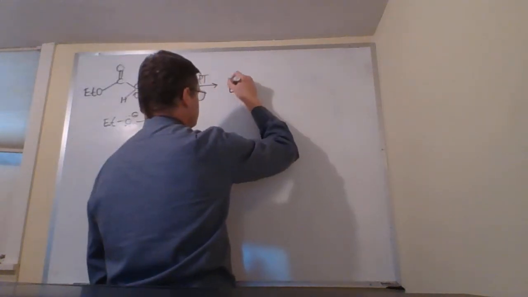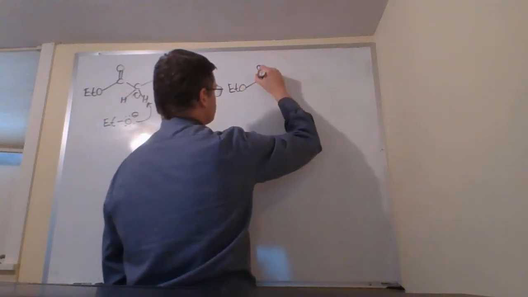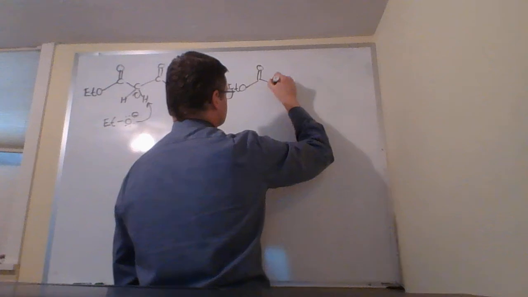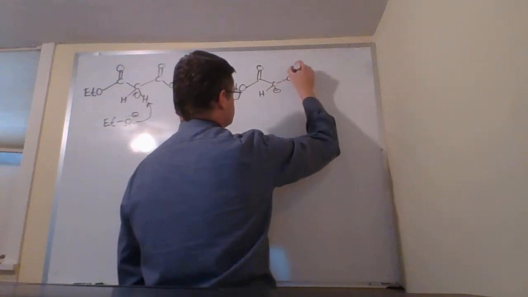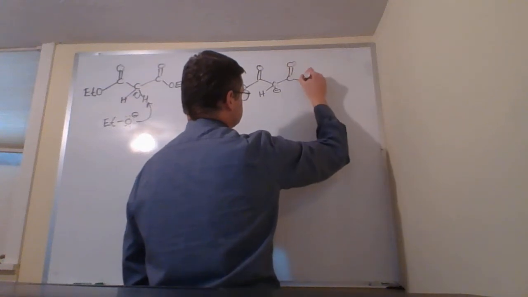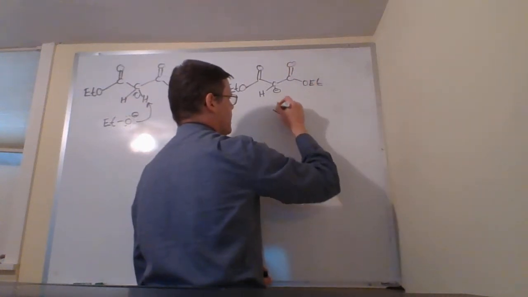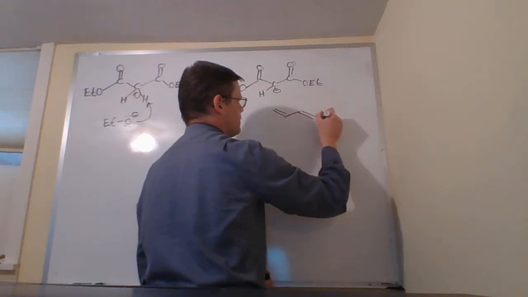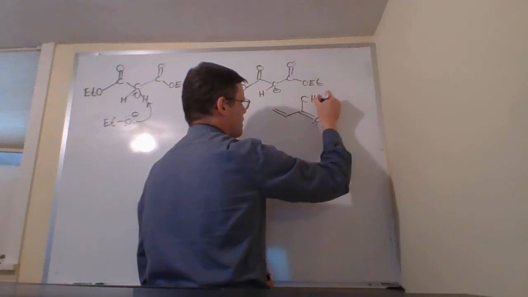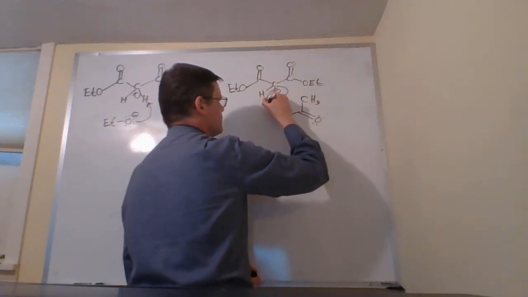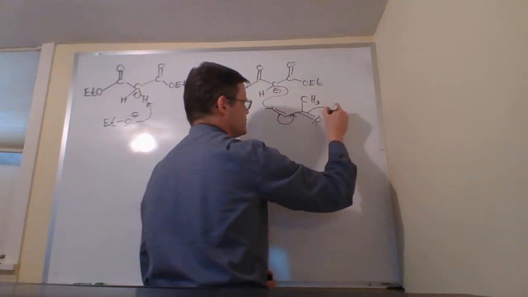And that generates a Michael donor. So the conjugate base of diethyl malonate can act as a Michael donor. And then we can react that with a Michael acceptor. And we do a nucleophilic addition step.